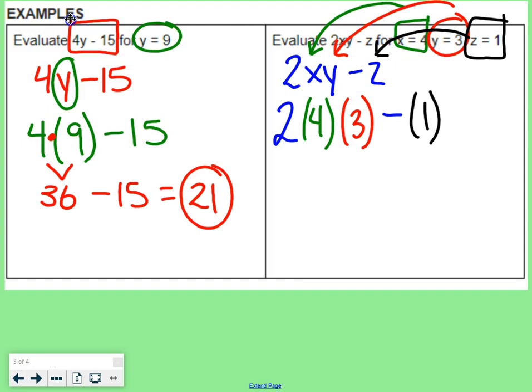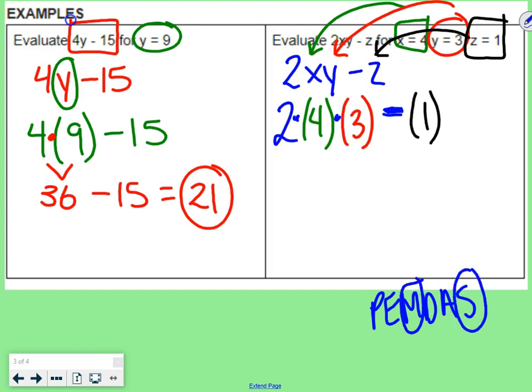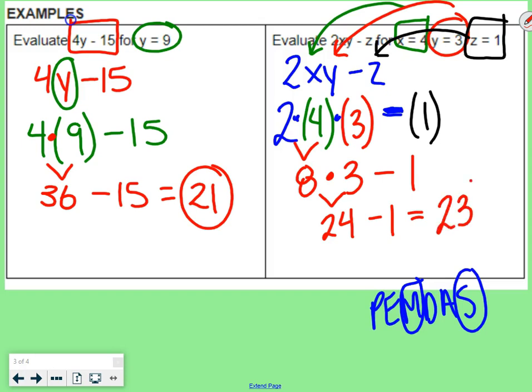Now, we have to evaluate, find the value using order of operations. So, remember order of operations, PEMDAS, we have multiplication here, and we have subtraction. Multiplication comes before that subtraction. So we're going to do 2 times 4, which is 8. Then we have 8 times 3, which is 24. 24 minus 1, that's 23.